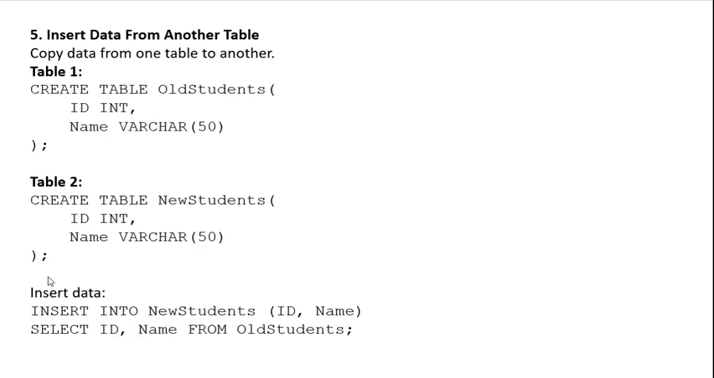And after that, to insert the data into the other table: INSERT INTO new_student, in brackets id, name as the column names, and after that SELECT id, name FROM the old table name. So the data from the old table is inserted into the new_student table.